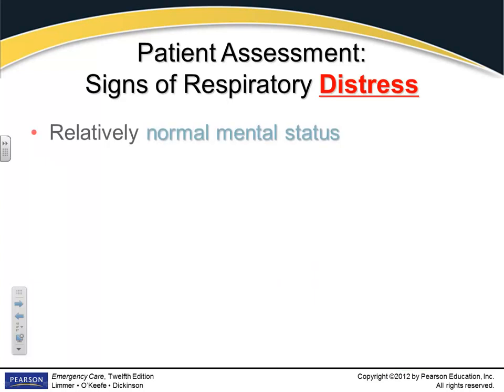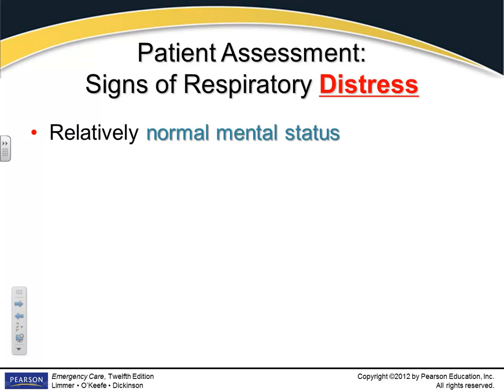So respiratory distress. These are going to be patients that are compensating. They're having some issues, but they're taking care of them. They're managing it. So with respiratory distress, they have a relatively normal mental status. And this is going to be one of your keys to recognizing somebody that just has respiratory distress.